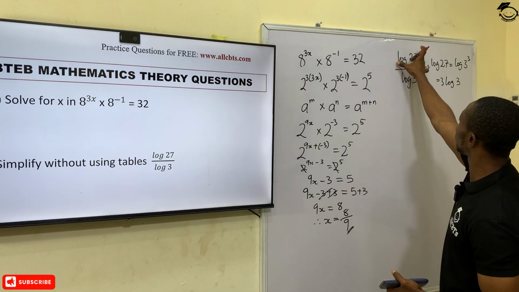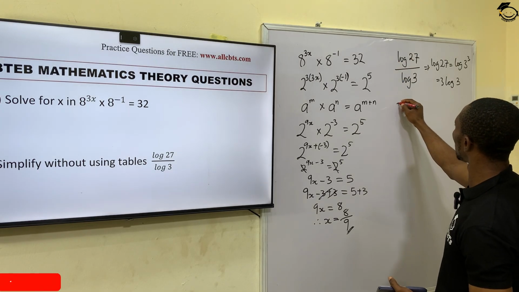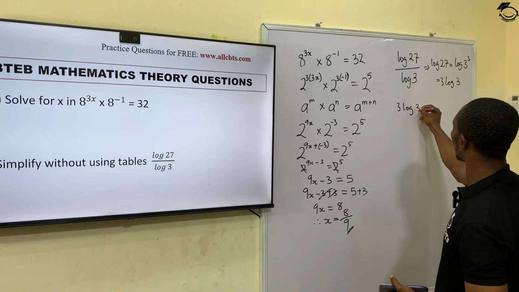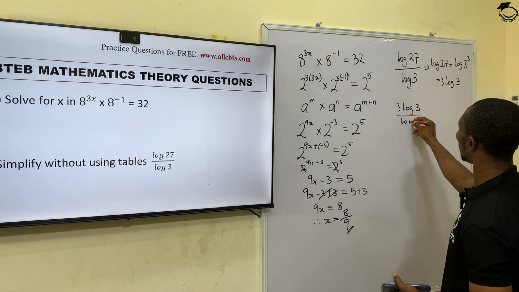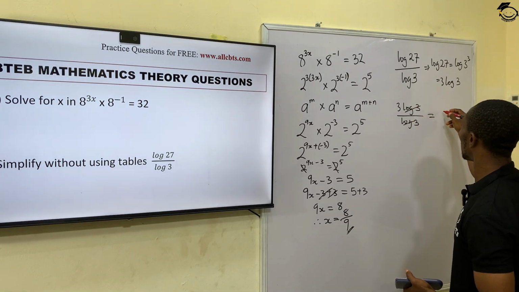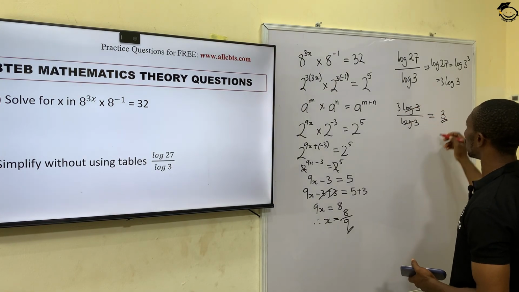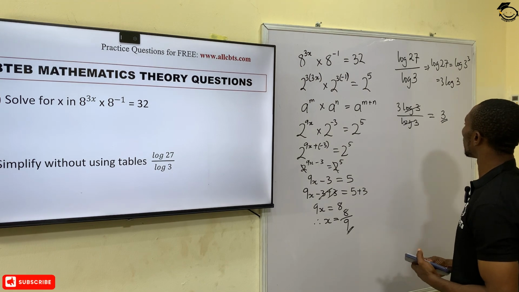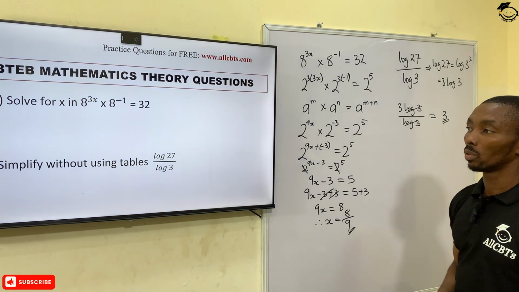We will now impute it, replacing it here. We have it as 3 log 3 all over log 3. So this cancels this, leaving our answer as 3. So our log 27 over log 3 would give us 3.